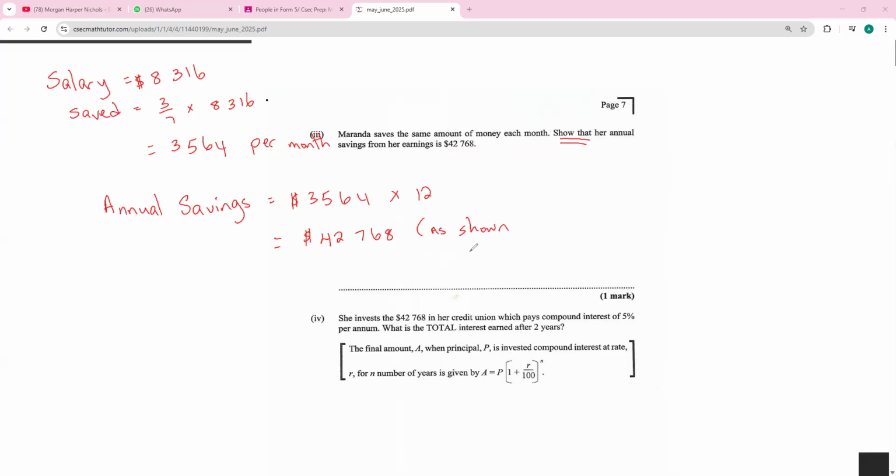Right? So in a question like this, they just want to see if you know how to work it out. So you let them know that every month she saved 3,564. You want to show this. And then the annual savings multiplied by 12. You just show it. Right? So you want to show these details. If you just put the answer back, you don't get enough because you didn't show it.